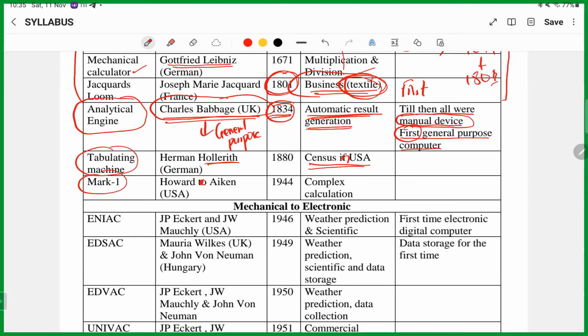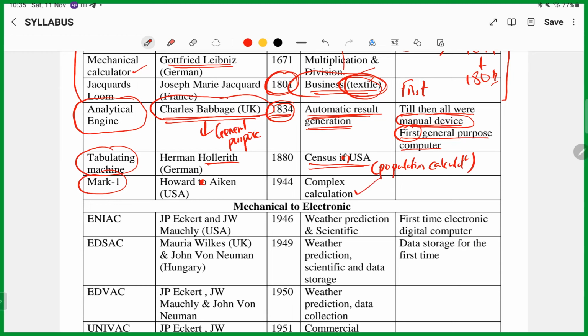Howard Aiken. Let me just check the name. Howard Aiken is from the USA. Census is nothing but population calculation. Hopefully you know it. Census is for population calculation. Mark 1 did complex calculations.